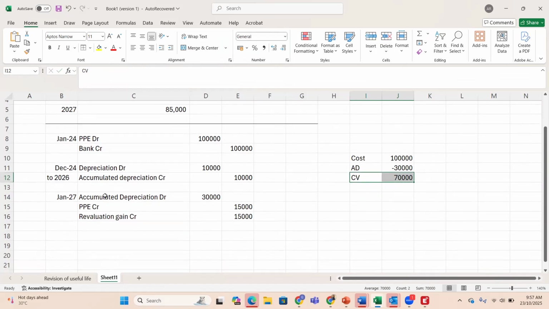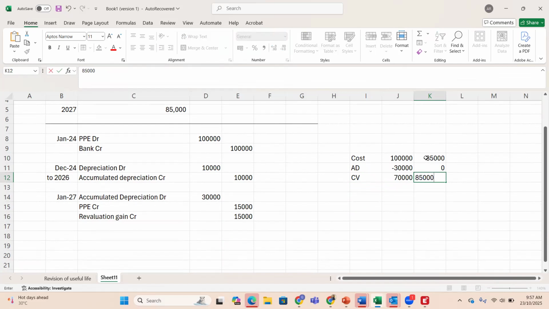Now you tell me, Jan 27, do I have to give any depreciation? What would be the balance in each? Cost would be what? 85,000. Accumulated depreciation completely wiped out, right? Carrying value 85,000. You are crediting PPE, which was 100,000. You are crediting 15,000.